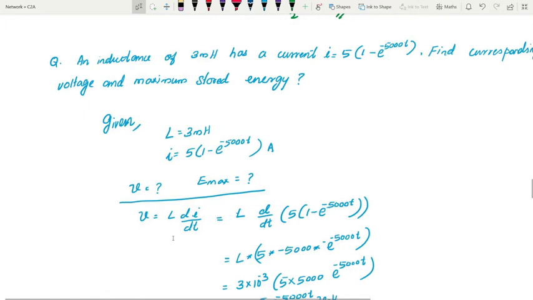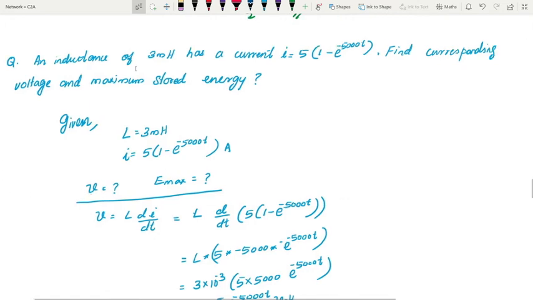Let's see this problem. An inductance of 3 millihenry has a current i is equal to 5 into 1 minus e raised to minus 5000 t ampere. Here we need to find the corresponding voltage and maximum stored energy. Here the given parameters are the inductance value, that is 3 millihenry, and the current value as 5 into 1 minus e raised to minus 5000 t ampere. Here we need to find out the voltage and E max. We know the relationship for finding out voltage as L into di by dt.